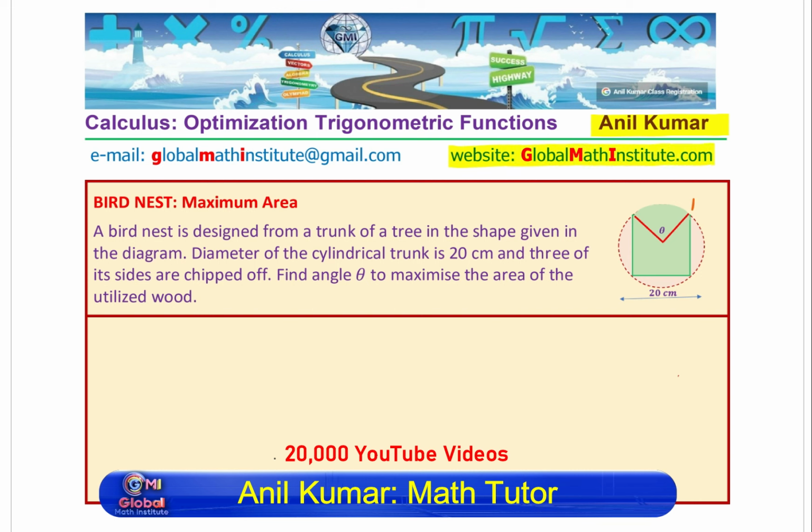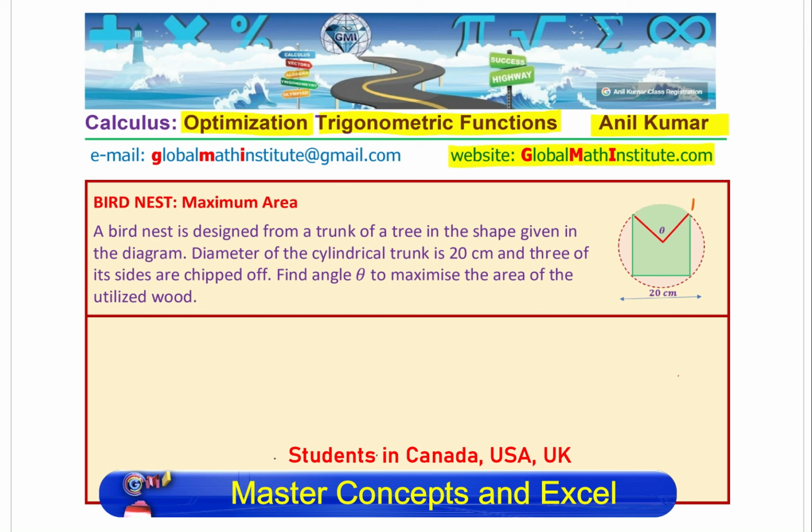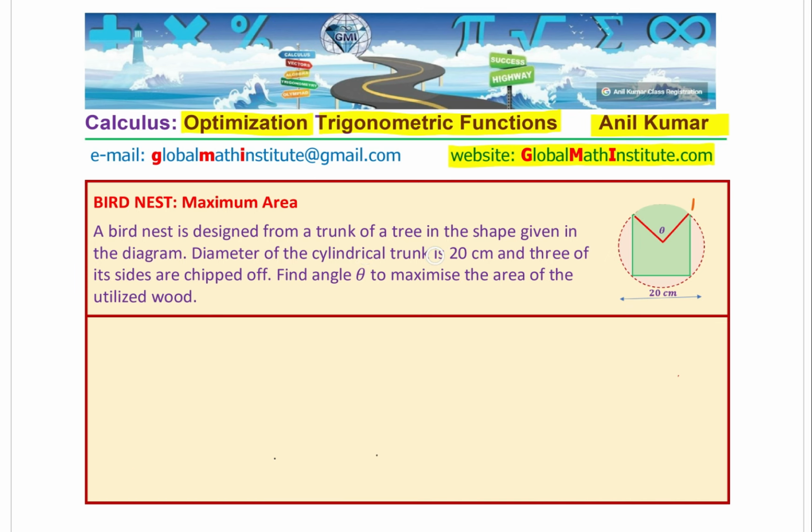In this video, we'll consider a very important question which is based on optimization. We're going to use trigonometric functions to solve the problem. It relates to a bird nest. The question here is, a bird nest is designed from a trunk of a tree in the shape given in the diagram. Diameter of the cylindrical trunk is 20 centimeters and 3 of its sides are chipped off. Find angle theta to maximize the area of the utilized wood.